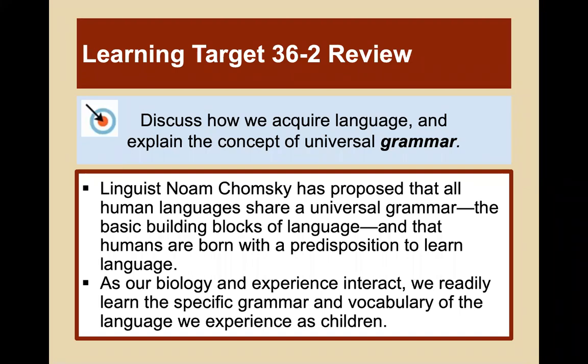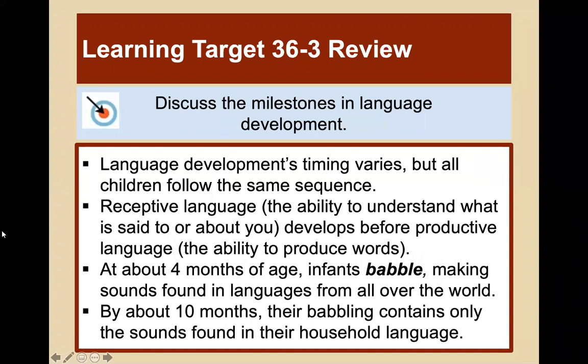As our nature and our nurture interact, we learn the specific grammar and vocabulary of the language we experience as children. So while we have the ability to learn any language on earth, as our biology and experience interact, we readily learn the one that our environment provides to us. But if we had been born in another sort of culture, another place, we would have been able to learn that language as well.